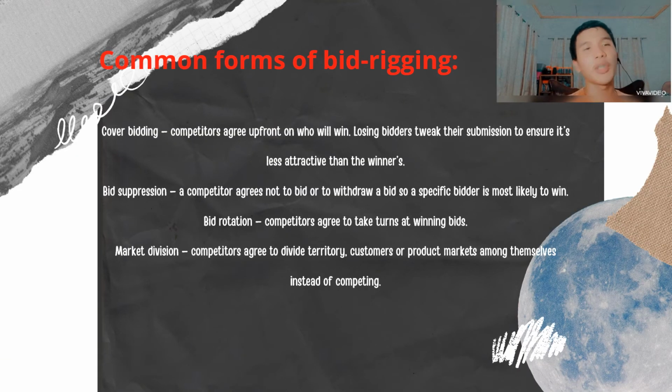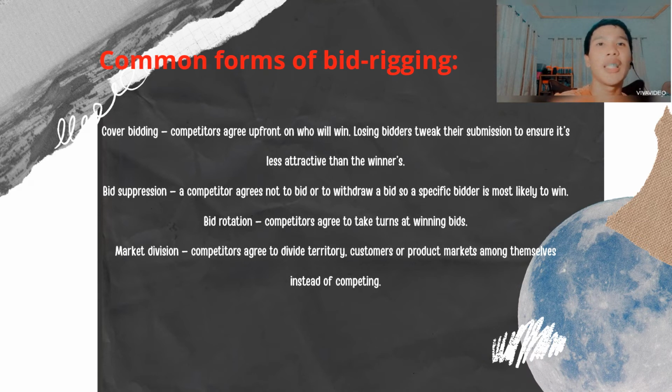Common forms of bid rigging. First is cover bidding. Competitors agree upfront on who will win in an auction. So losing bidders tweak their submission to ensure it's less attractive than the winner's. They only adjust their bids slightly to make sure that the one they want will win.